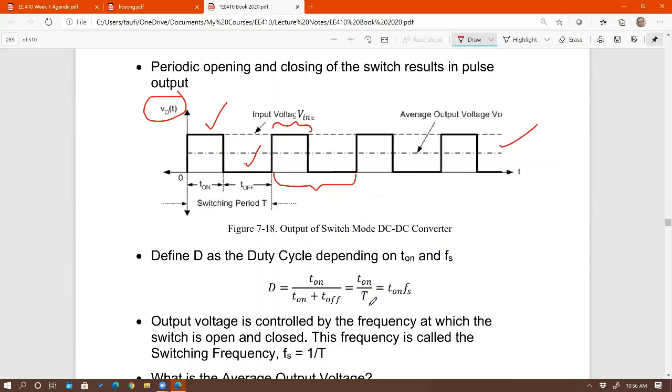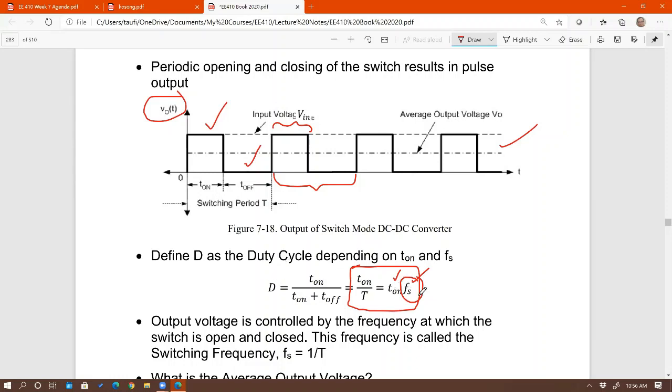Well, we also know that the inverse of the period is switching frequency. So by looking at this equation, I know there are two ways to adjust duty cycle. Number one is by adjusting T on, keeping frequency the same, right? If I keep switching frequency the same and change T on, then I'm adjusting duty cycle.